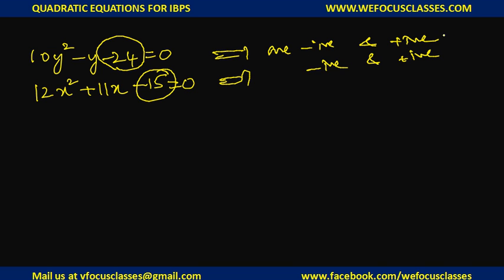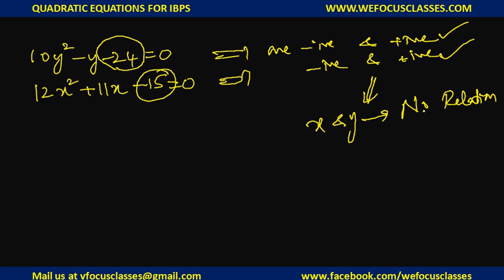See friends, when in one equation you are getting the roots as negative and positive, and for the other equation you are also getting roots as negative and positive, if you compare both of them, you can't establish a relation between x and y. Between x and y you can't establish the relation. No relation, you can say. You can't say any relation between them.